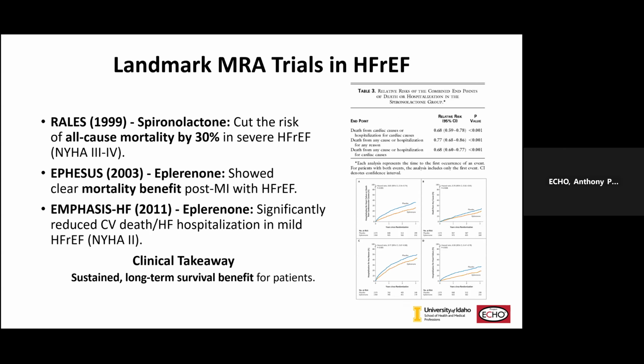Some of the trials that the guidelines reference, which really cemented their place in use in HFrEF, were RALES, EPHESUS, and EMPHASIS. In the RALES trial, we found that spironolactone cut the risk of all-cause mortality in severe HFrEF, which is like your New York Heart Association class 3 or 4, by up to 30%, which is a pretty big cut. And then in EPHESUS, it showed not only that it helps with HFrEF, but also that there is a mortality benefit for people with HFrEF that also have an MI.